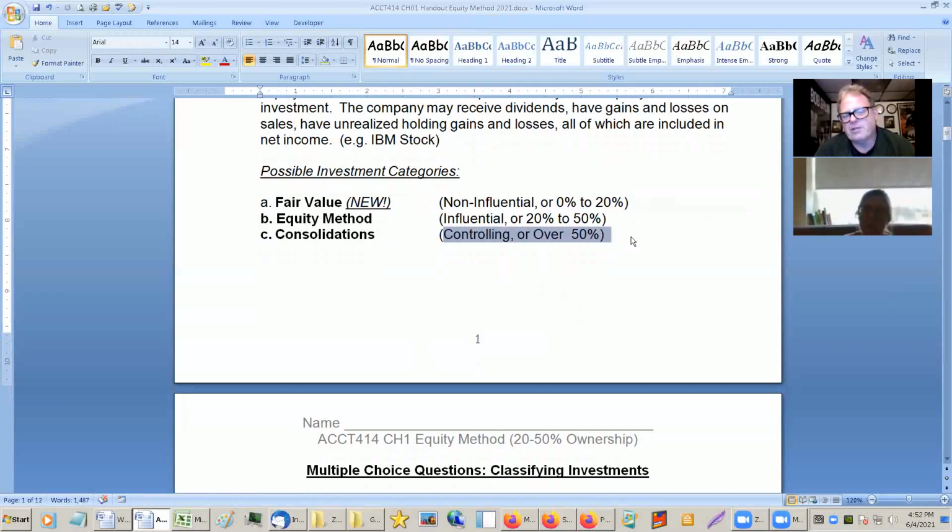Controlling over 50%. If you control over 50% of another company, it's considered that you kind of own it, and the financial statements are consolidated. So they will have consolidated financial statements.